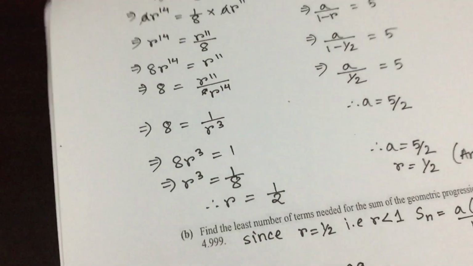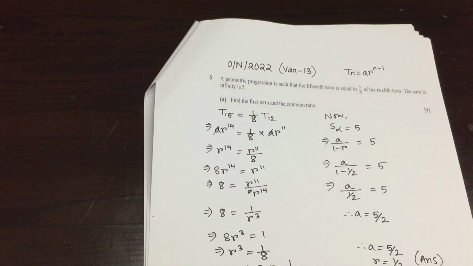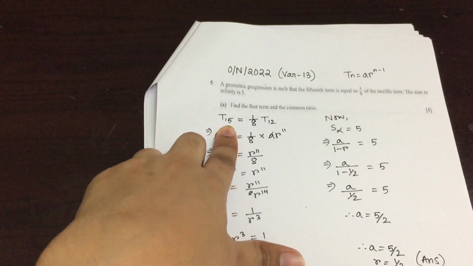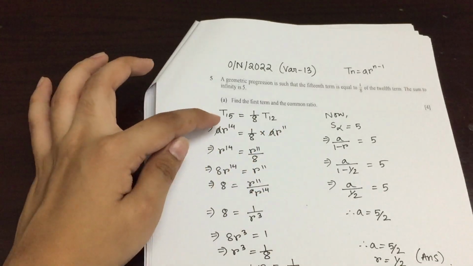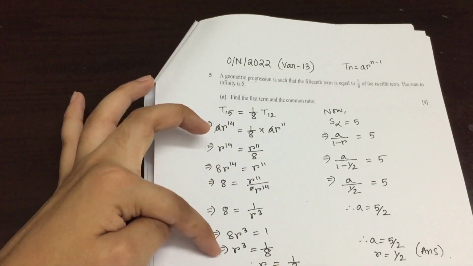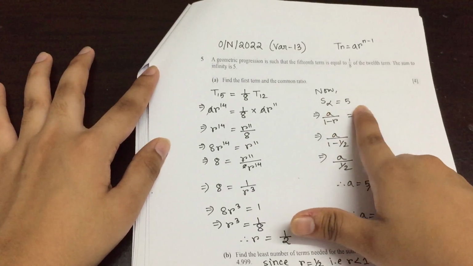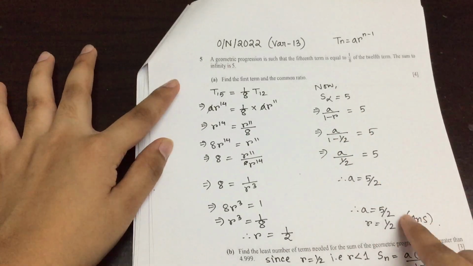Now for the last sum, a geometric progression is such that the 15th term is equal to 1 by 8 of the 12th term, and the sum to infinity is 5. So there is a lot of information given here. So the 15th term is equal to 1 by 8 times the 12th term. I have just used the formula and made r the subject, and then they also gave you the sum to infinity, which is 5. So since you got r here, you place the value of r and you get a easily.